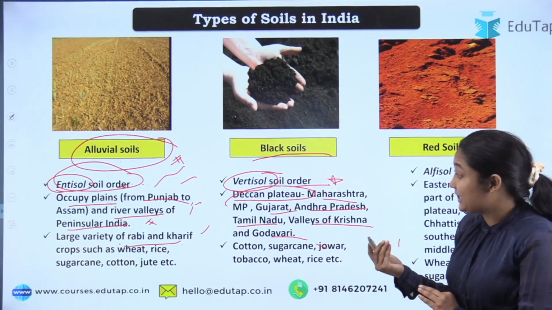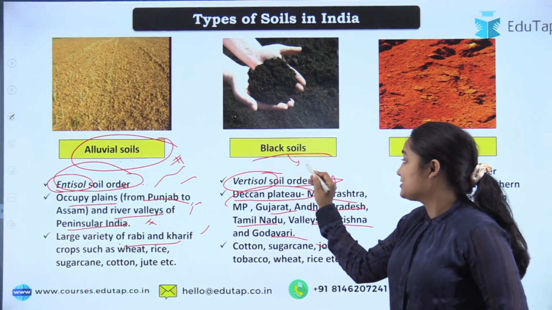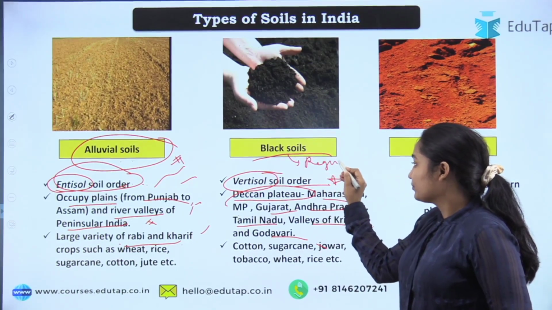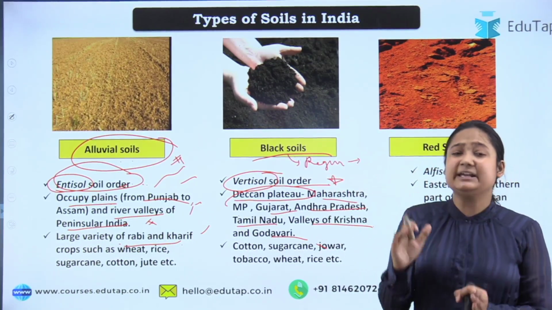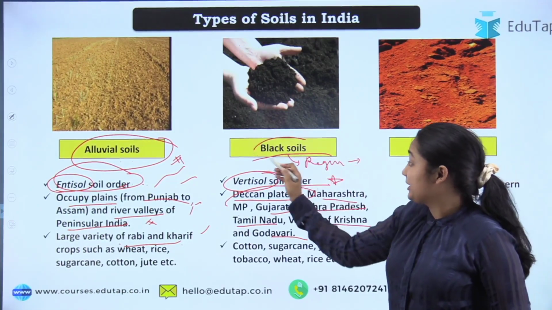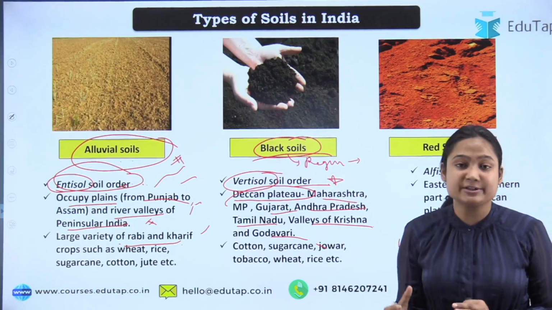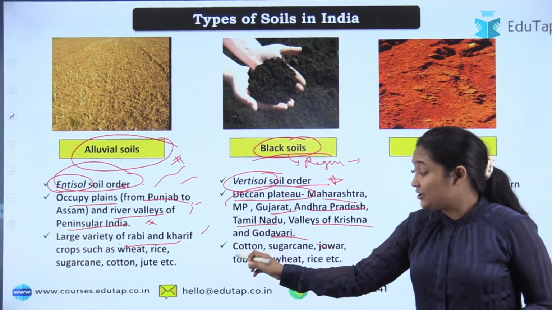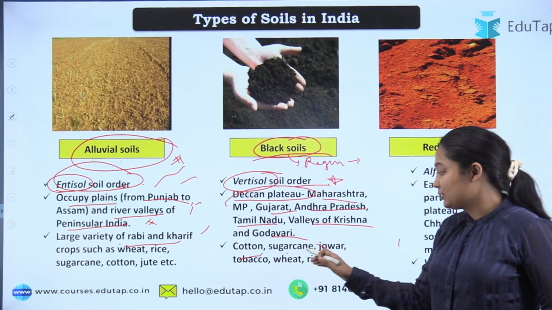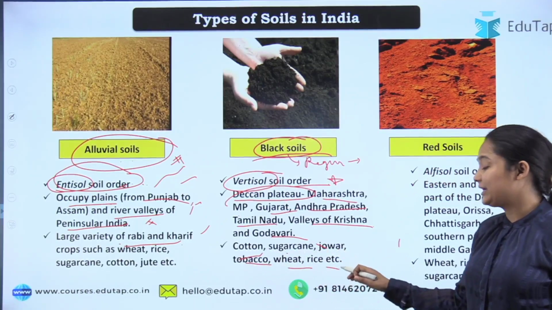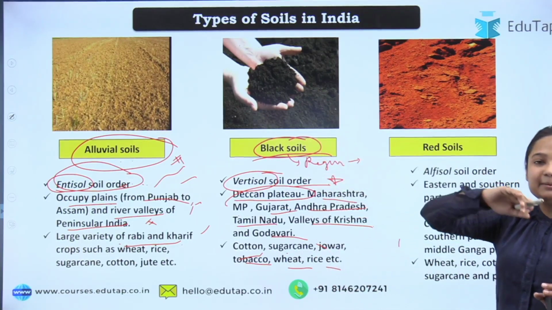Black soil is also called Regur soil, and this particular soil is very optimum for the cotton crop, so it is also known as cotton soil. What we can grow, as I have told you: cotton, sugarcane, jowar, tobacco, wheat, rice, etc. can be grown easily in black soil.